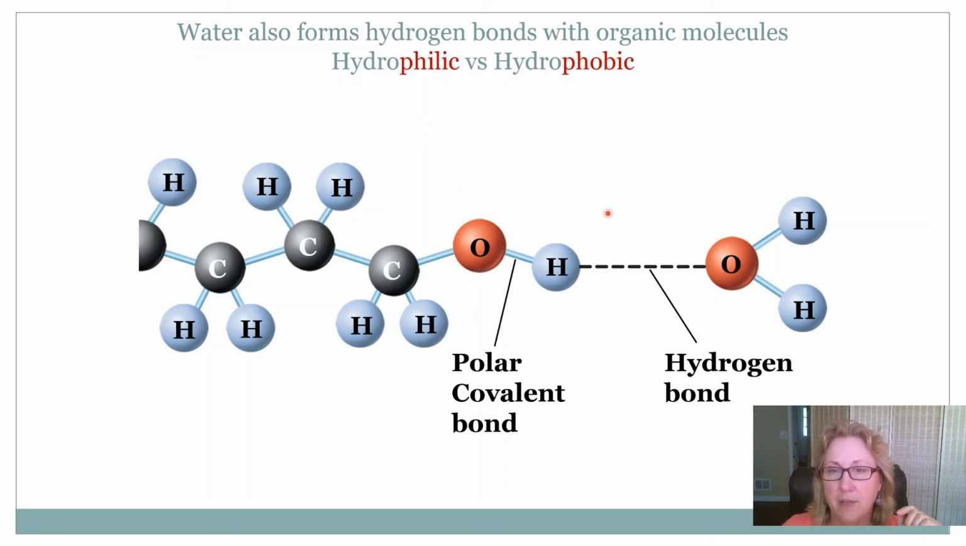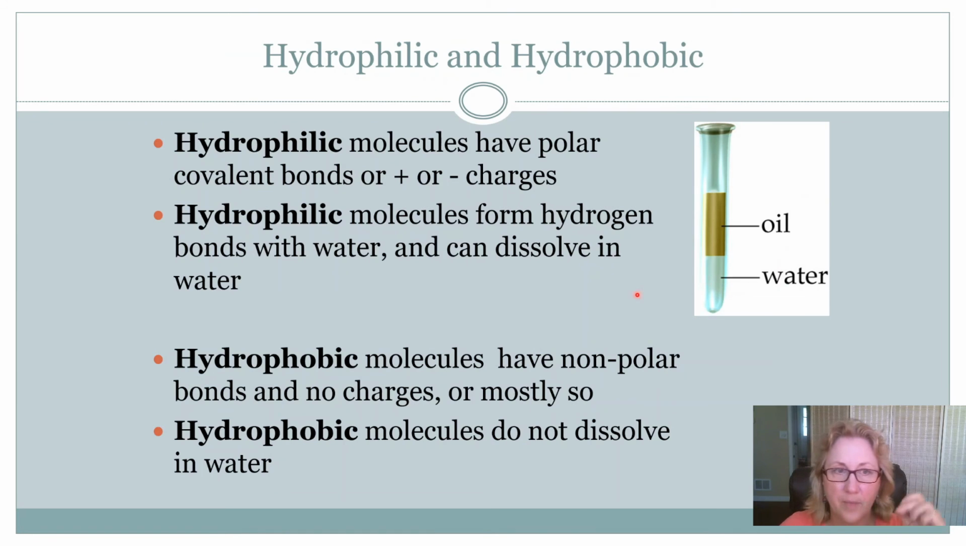And many times, if we just look at a molecule and we see oxygens bound to hydrogens, like this would be some kind of an organic alcohol with an oxygen group on here. This oxygen is going to have a partial negative. This hydrogen is going to have a partial positive. It's going to hydrogen bond to the water, so it's going to dissolve. It's going to be hydrophilic. So if you're trying to determine if something is hydrophilic or hydrophobic, if I give you a molecular structure, you want to look for polar covalent bonds.